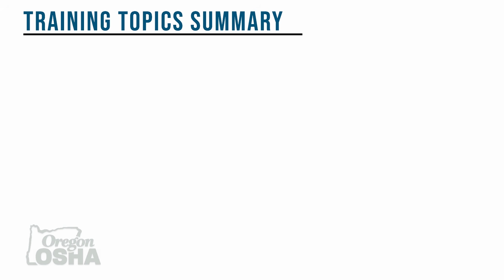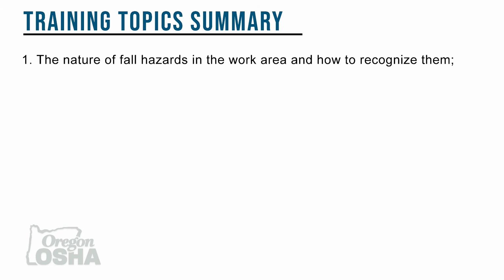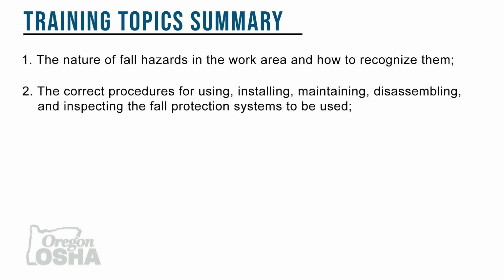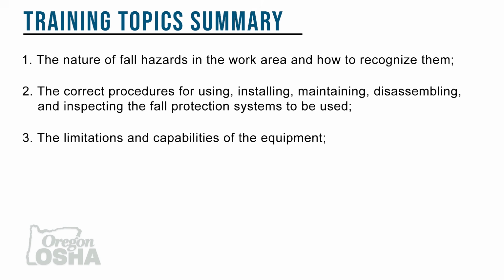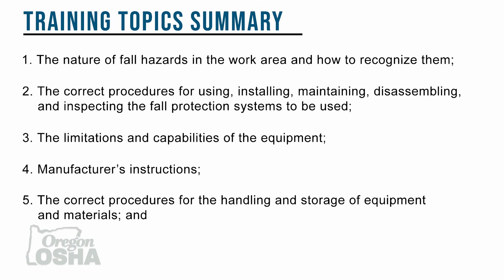So your training must include the nature of fall hazards in the work area and how to recognize them, the correct procedures for using, installing, maintaining, disassembling, and inspecting the fall protection systems being used, the limitations and capabilities of the equipment being used, manufacturer's instructions and the importance of following them, the correct procedures for the handling and storage of equipment and materials, and finally, the employee's role in the employer's fall protection work plan.